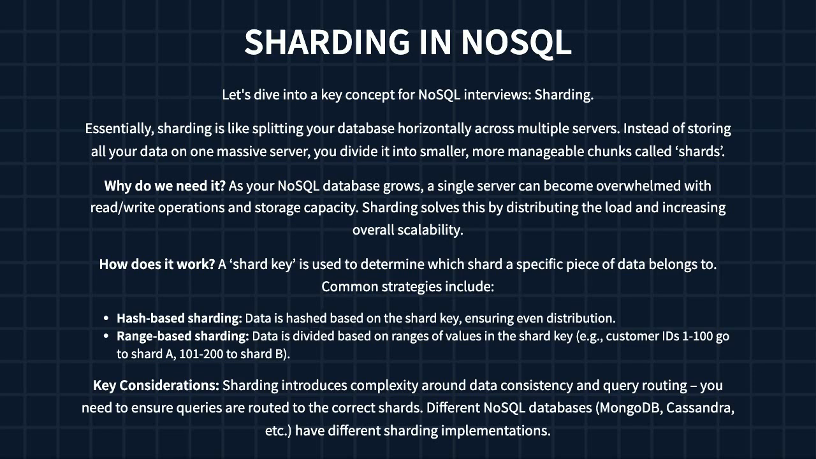In a database context, sharding is splitting your data across several servers or shards. As your database grows larger, one single server can become a bottleneck. Sharding distributes the workload and boosts overall scalability. It works by using something called a shard key to decide where each piece of data actually lives. There are different ways to do this, like caching or dividing based on ranges.